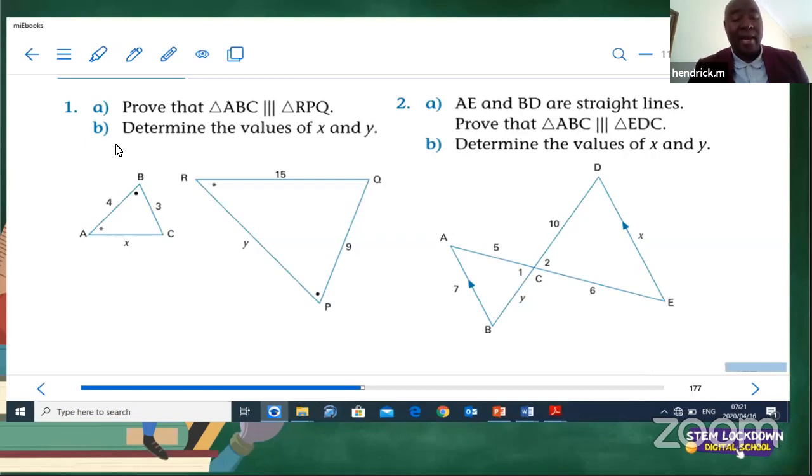You said angle A is equal to angle R. That's the first set. The second one, you have also said angle B is equal to angle P. And the last one, of course, angle C is equal to angle Q. So you've got three pairs of angles which are equal. Therefore, the two triangles are similar because they are equiangular.